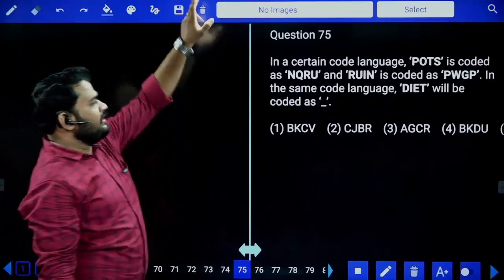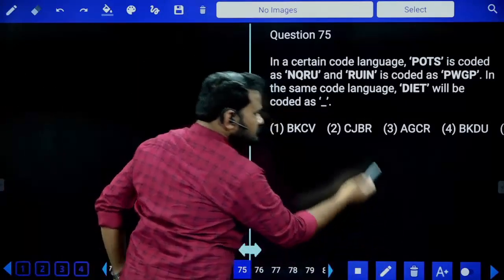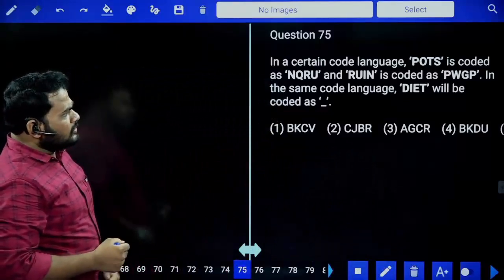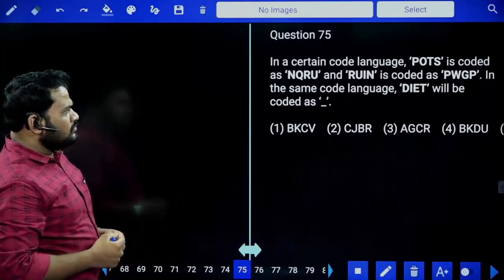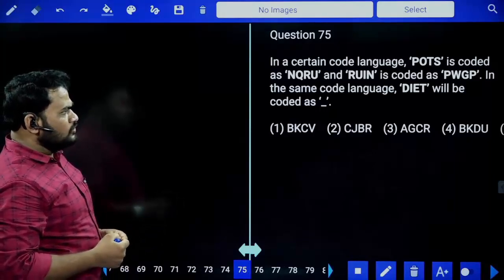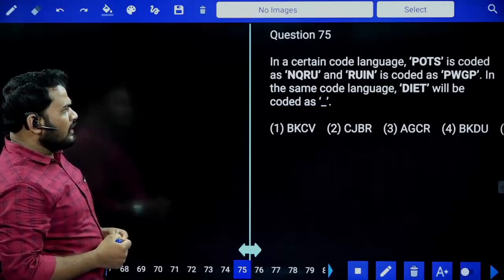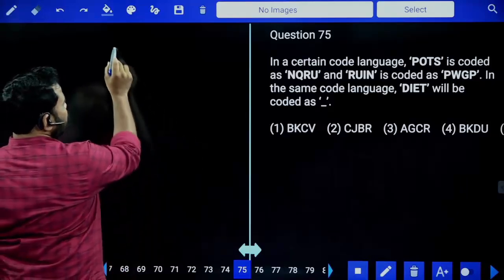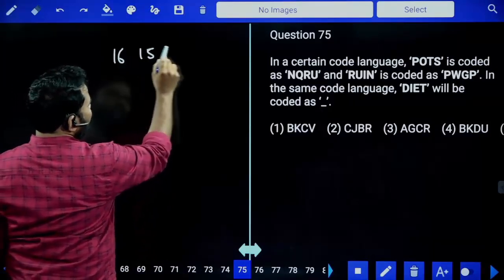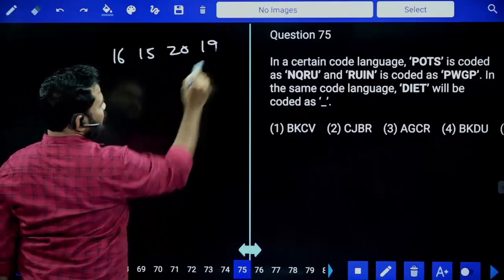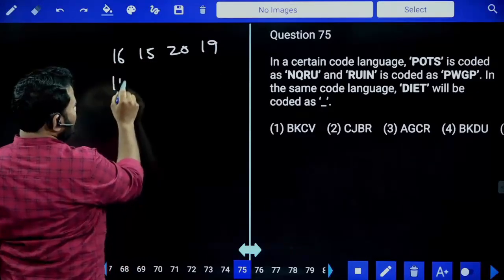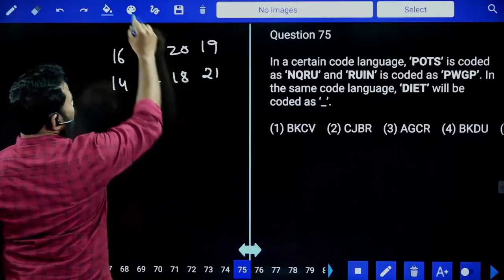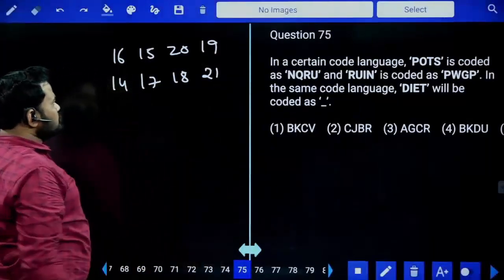Next, 75. In a certain code language, SPOTS is coded as NQRU, and RAIN is coded as PWGP. Then in the same code language, how will DIT be coded? So let us verify the logic behind the question.